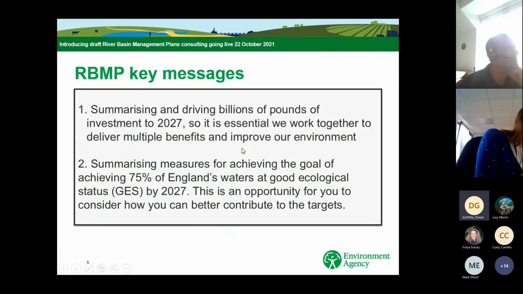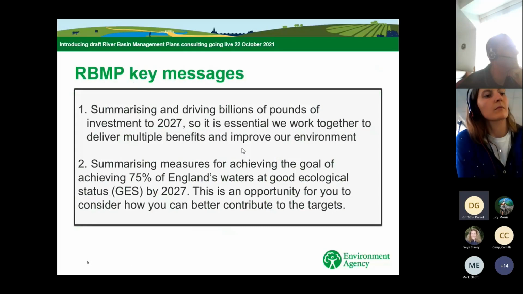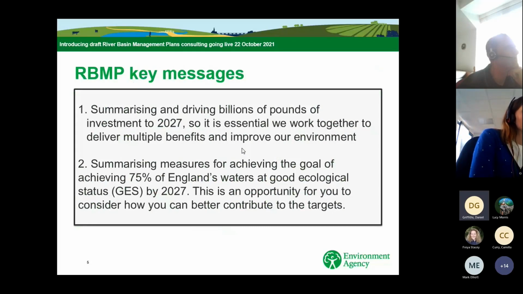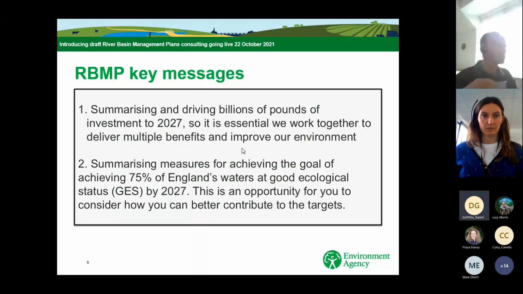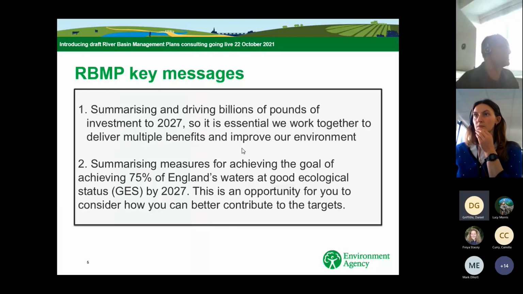So just two key messages that I've picked out for the update. What the plan is intending to do is summarise and drive millions of pounds of investment during the next cycle up until 2027, and also summarise measures for achieving the objective of 75% of England's waters at good ecological status by 2027. And I think this consultation is really looking at means that we can better contribute to those targets. So it's looking at ways we can improve the final product.